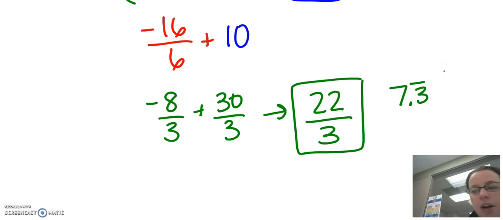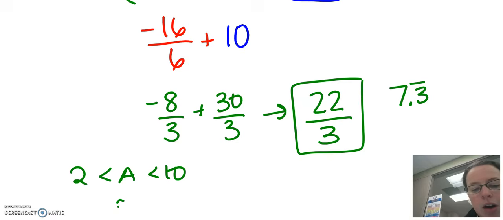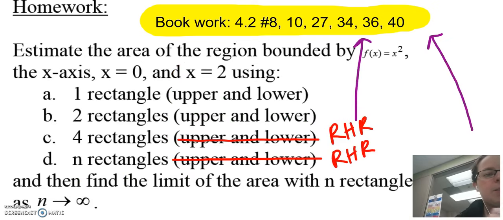And if you remember, we started with these estimates saying we were somewhere between 2 and 10. And then we were somewhere around 6.25 by the time we got to 4 rectangles. Well, if we had an infinite number of rectangles, our exact area would be 22 thirds. All right, I don't want to do that quite yet.